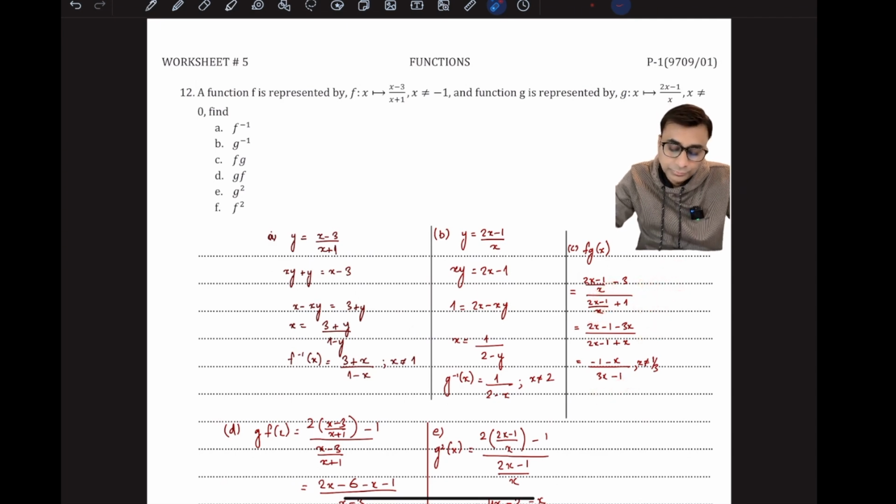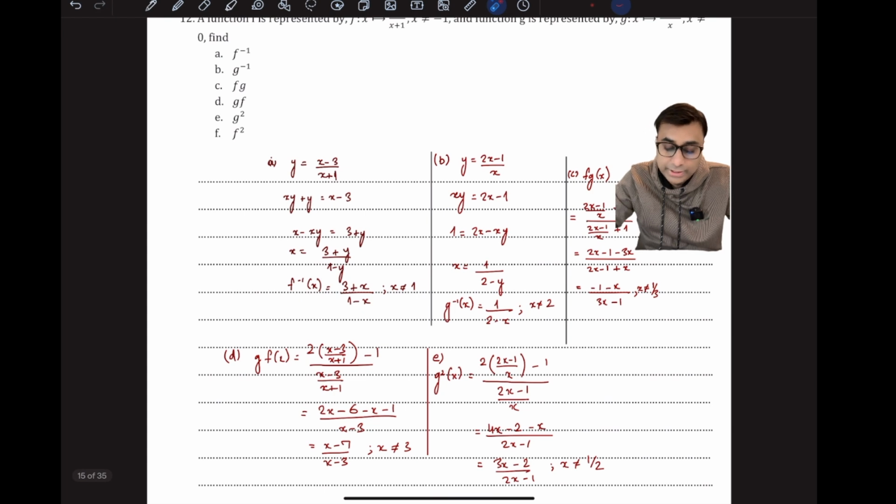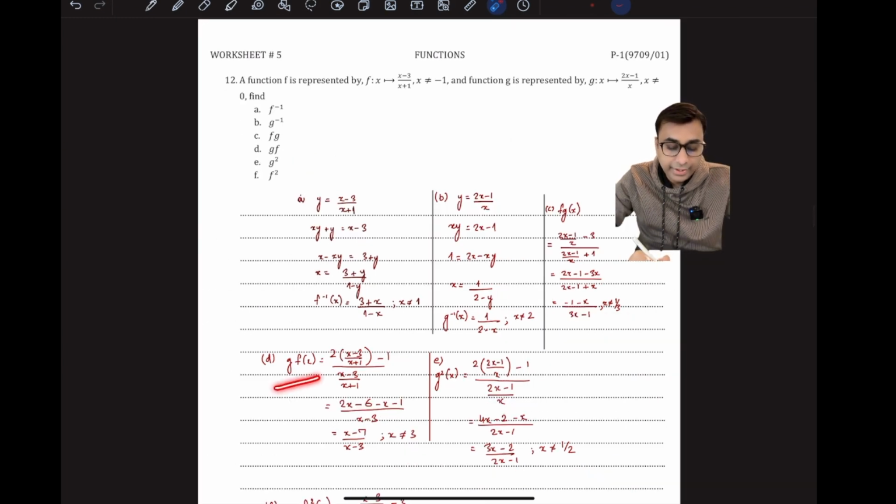The simplified result comes out to be like this. Do not forget that for these rational functions, they are not defined for such values of domain for which the denominator becomes 0. So please do write down in the end that x cannot be equal to 1 over 3, because that makes the denominator 0 and the function infinity. Similarly, I had to find g of f(x). So in function g, x was replaced by f.